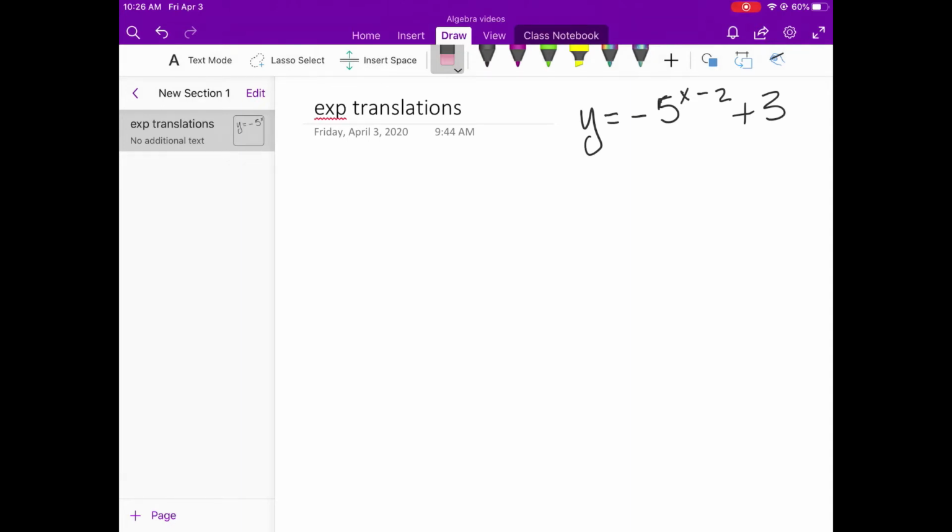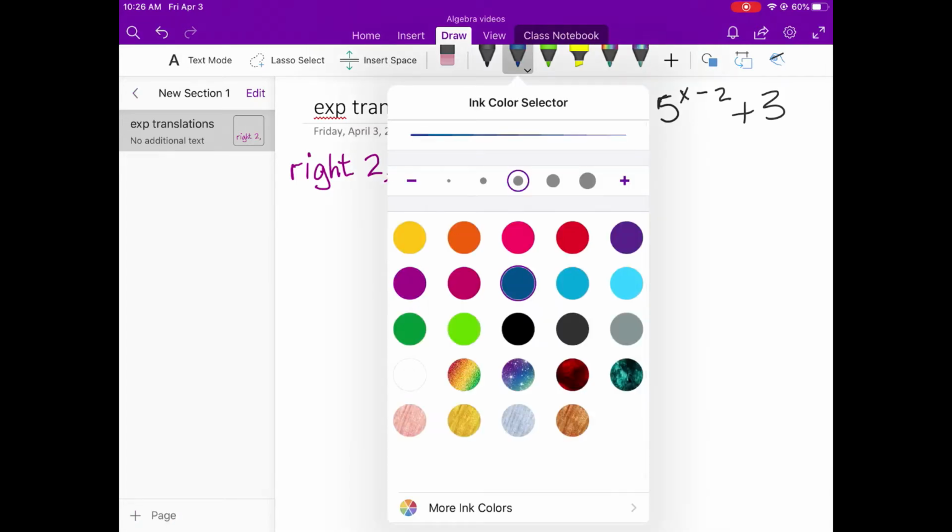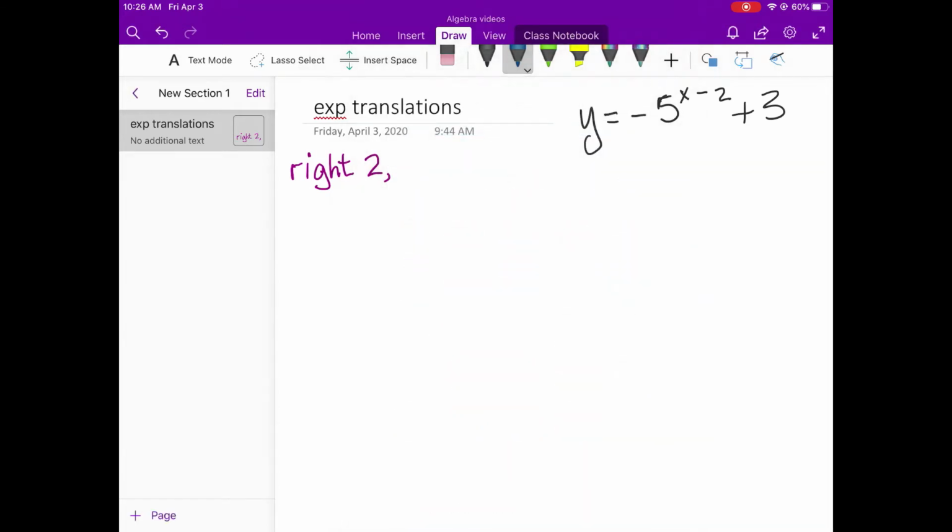Hello, we are working on exponential translations. So here we have an exponential function with some translations going on. And we're just going to analyze what's going on here. We've got an x minus 2 inside the function, so that means right 2.